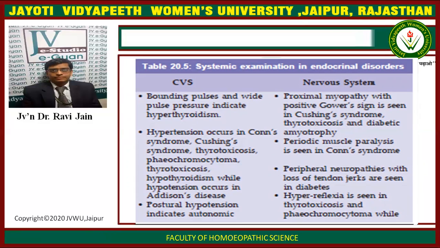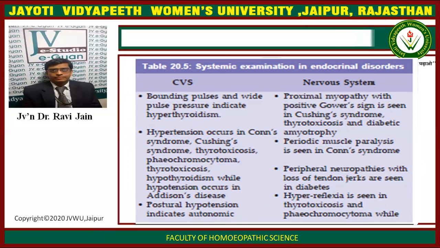In CVS, hypertension occurs in Conn syndrome and Cushing syndrome. So if a patient is coming to you with hypertension, you can think of Conn syndrome, Cushing syndrome, thyrotoxicosis, pheochromocytoma, hypothyroidism, while hypotension occurs in Addison's disease. So if a patient with hypotension is coming to you, you can think of Addison's disease.